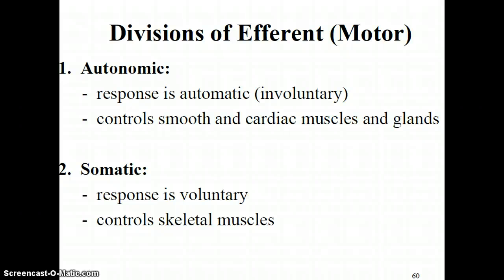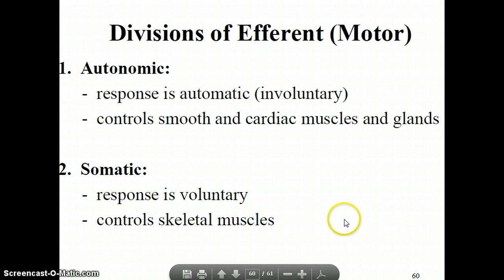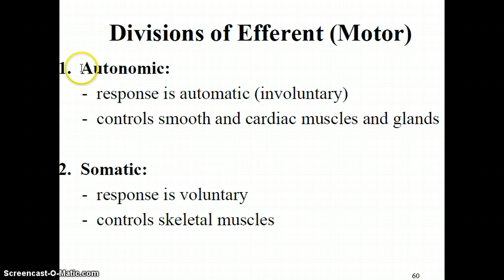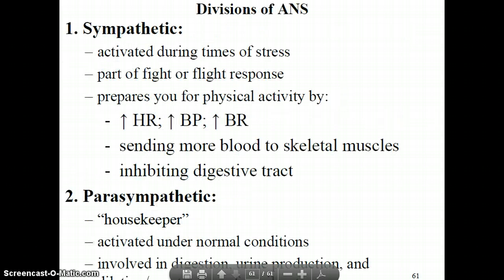We also have divisions of the efferent nervous system. You will be expected to know these. This is part of your homework as well. We have the autonomic division of the efferent system, and this causes responses that are automatic or involuntary. This controls smooth and cardiac muscles and glands and consists of a sympathetic and parasympathetic division. Somatic branches of the efferent nervous system control voluntary responses, in other words, control skeletal muscles.